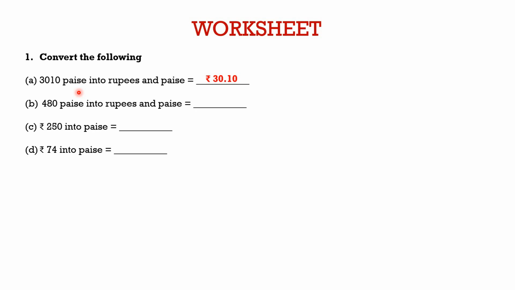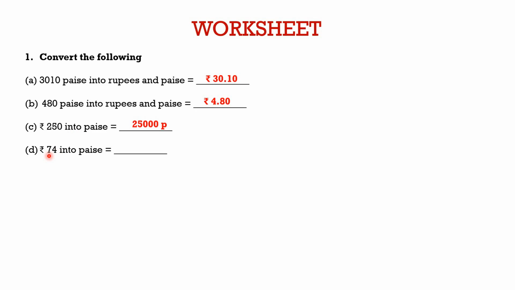Second one, 480 paise into rupees and paise. So again here we have to convert paise into rupees and paise. So 480, when you count two numbers, it gives you 4.80. So it is rupees 4.80 paise. Next is rupees 250 into paise. So here we have to convert rupees into paise. So whenever we convert into paise, we have to multiply by 100. So when you multiply 250 by 100, you get 25,000 paise.